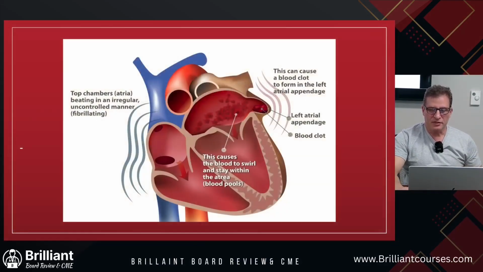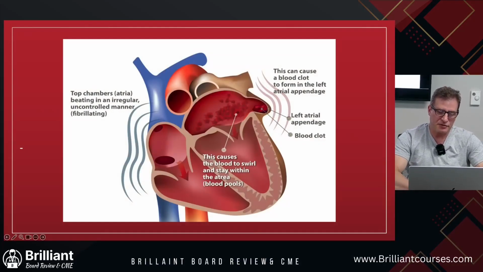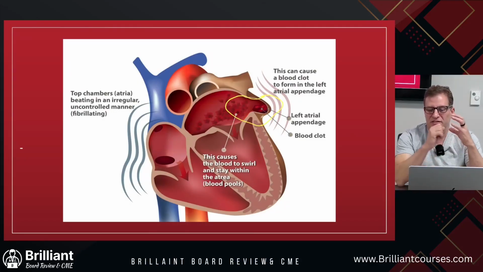All right, now let's take a look at this. When we do a TEE, we're looking at this guy right here. Let me get a good color so you can see it. All right, see it right there? That's your left atrial appendage. That's a remnant of our embryonic days, and it can sit in there and cause blood to clot. Now remember, when the top chambers, the atria, are beating in an irregular motion, they're fibrillating, but they're not really squeezing. This causes blood to swirl and stay in the area. You can have blood pools, and then you form clots.